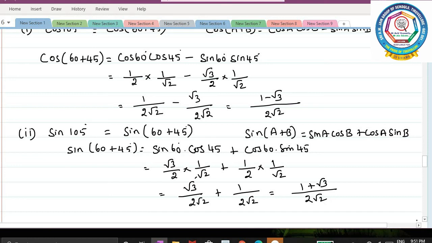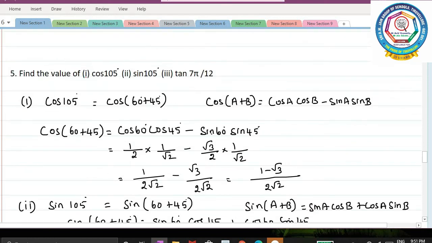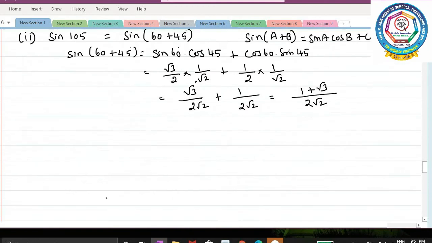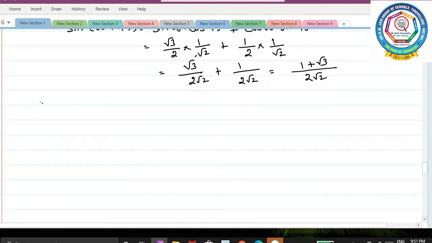So what the third subdivision? Tan of 7 pi by 12. Third subdivision, tan of 7 pi by 12. Now it is in the form of radian format, so we have to change it to degree format. So tan of 7 pi, so 7 into pi value is 180 by 12.